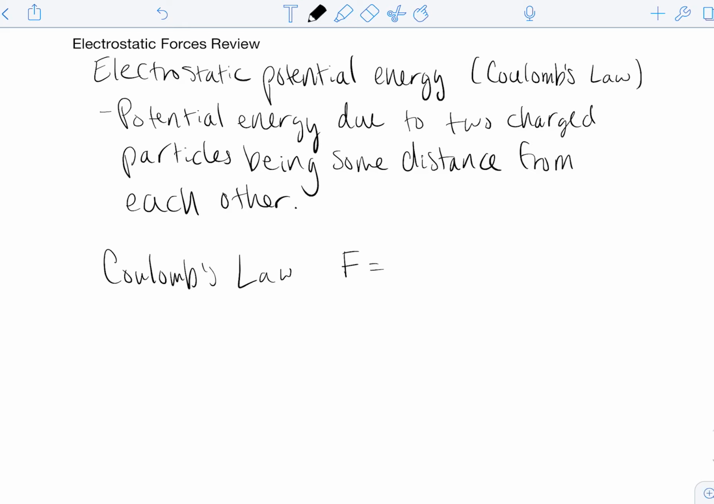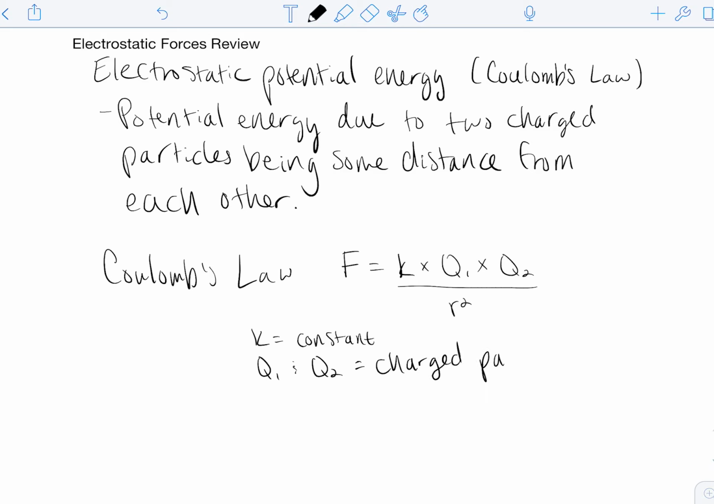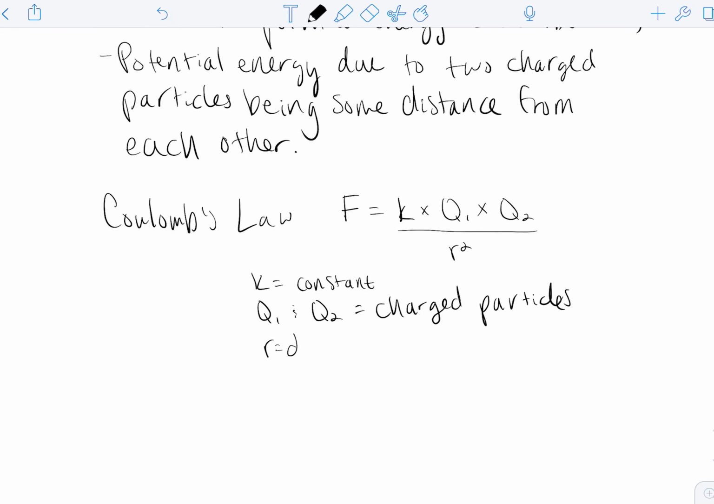So it is a force is equal to K, our Coulomb constant, times Q1, which is our first charged particle, and Q2, our second charged particle, all divided by r squared, our distance. So K is a constant, Q1 and Q2 are our charged particles, and then r is the distance.